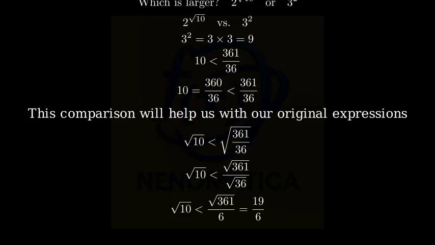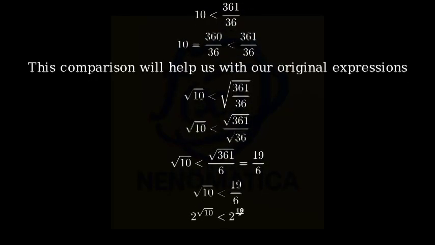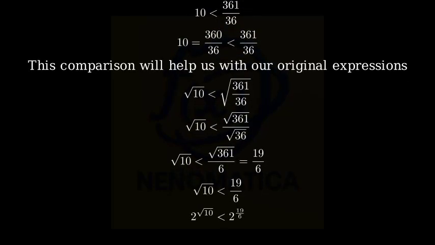Now that we have established that square root of 10 is less than 19 over 6, let's use this inequality to compare our original expressions. We'll start with the inequality: square root of 10 is less than 19 over 6. Let's raise 2 to the power of both sides of this inequality.